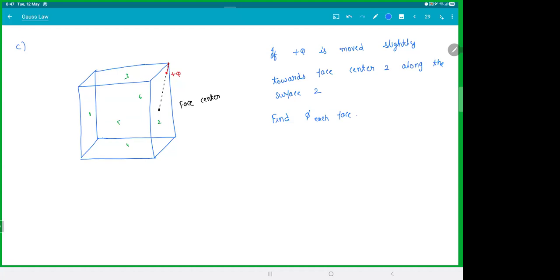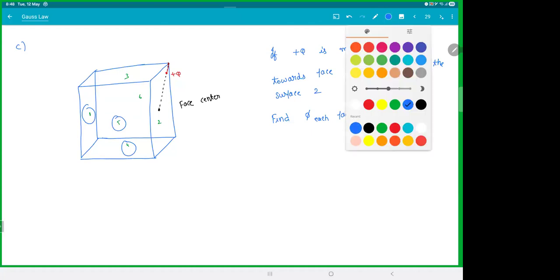I'll tell you one thing. Listen, since you moved it very little, if you ask face 1, face 4, and face 5 where is the charge, what will they say? They will say it is still at the corner, right? For these three faces, if you ask them, where do you think is the charge? They will say, we think the Q is still in the corner. So the field is the same, the angle is the same, everything else is the same. Do you agree with that statement?